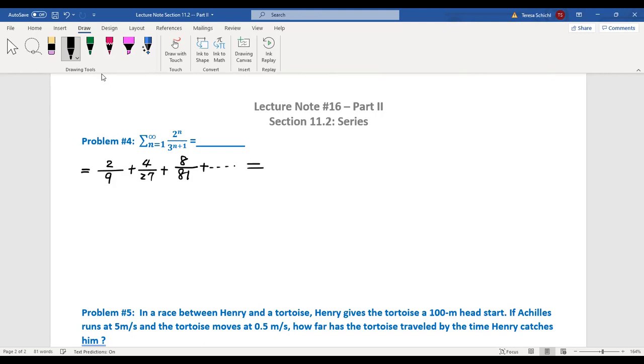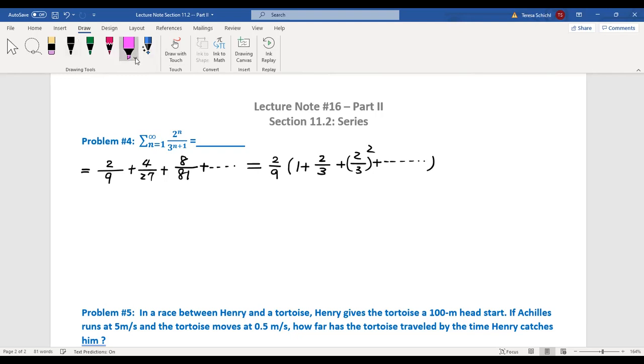Now in order to use the formula, we need to know what A is and what R is. So factor out the first term, 2/9. This will be 1 plus, what is the second term left? It will be 2 over what? 2/3, right? Then the next term: factor 2/9 out, it's 4/9, right? So it will be 2/3 to the what? Squared, right? And so on.